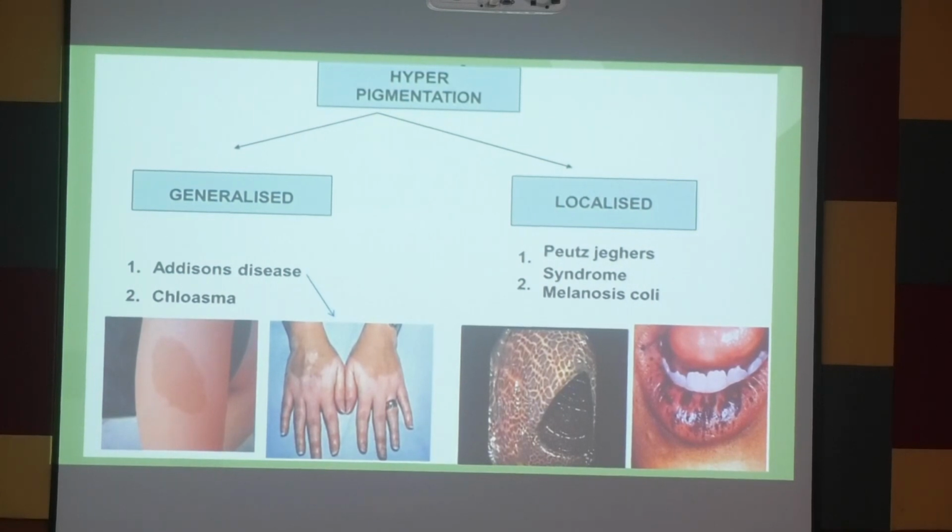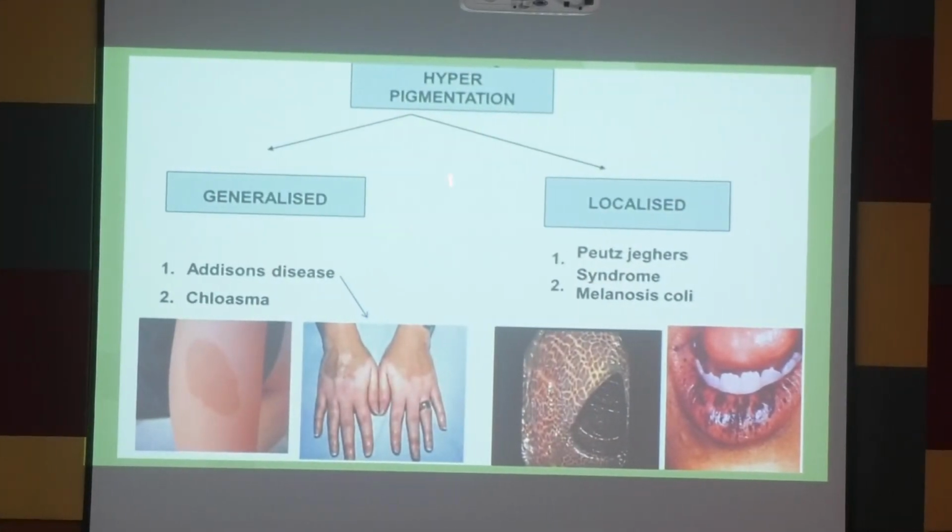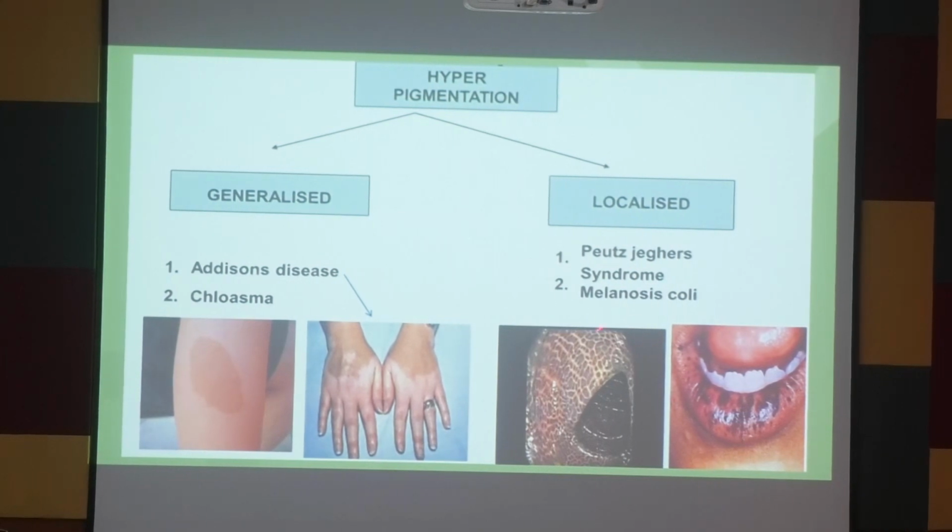Okay, so generalized are Addison's disease and chloasma, and localized are Peutz-Jeghers syndrome and melanosis coli. This is the colon and formation of blackish patches in the colon, and Peutz-Jeghers syndrome is formation of subcutaneous blackish pigmentation in skin and mucous membrane. So generalized examples of hyperpigmentation are Addison's disease and chloasma, and localized examples of hyperpigmentation are Peutz-Jeghers syndrome and melanosis coli.